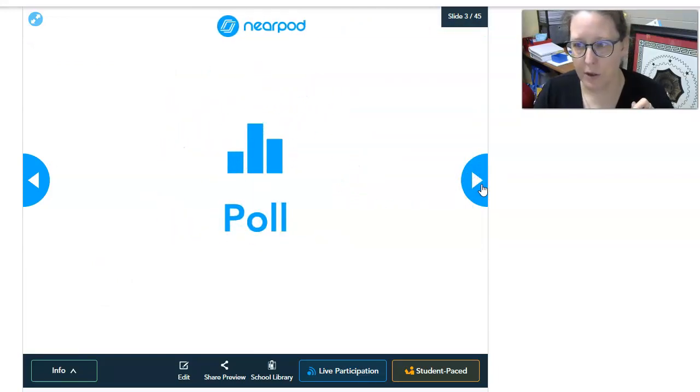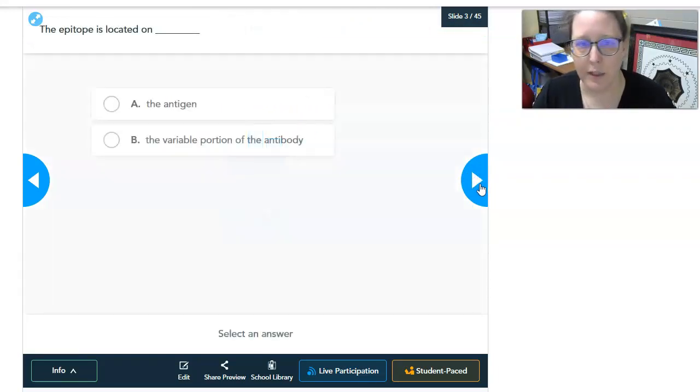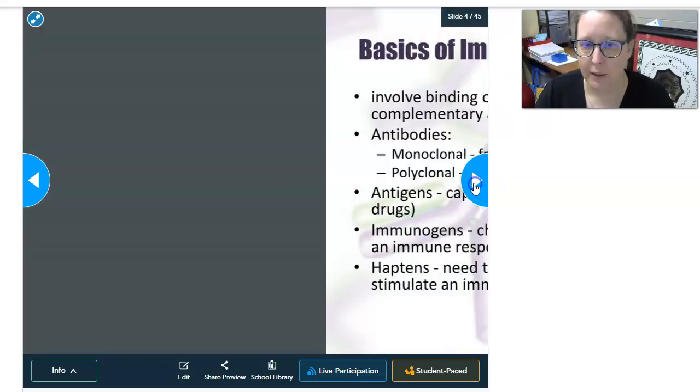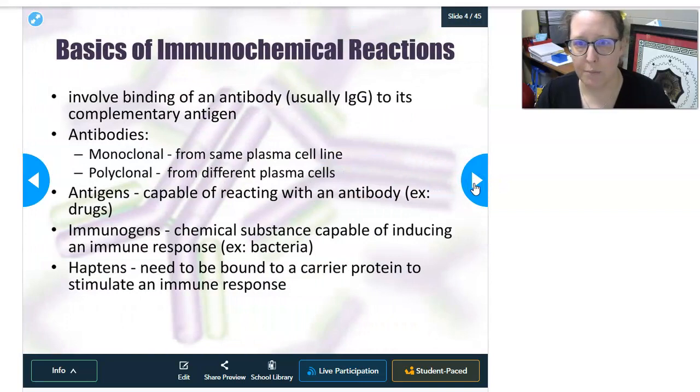Okay, so your first Nearpod poll question for those of you on Nearpod, where's the epitope located? So answer that. Again, just kind of a basic review of antigen-antibody reactions.